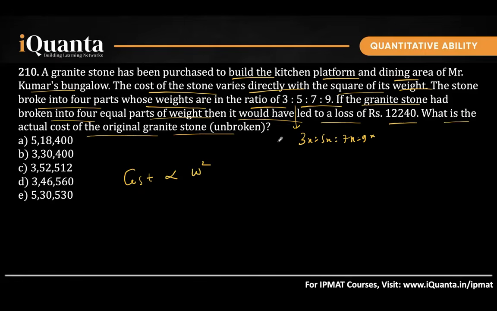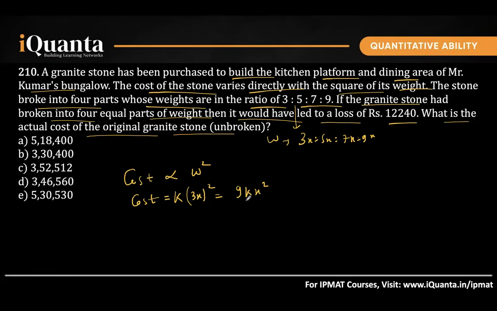So weight square. Okay, these are the weights of all the pieces. So cost can be written as, you have to remove the constant of proportionality, write it as k. And if I take the weight of this piece 3x, its weight will be 3x square, so it will be 9k x square.